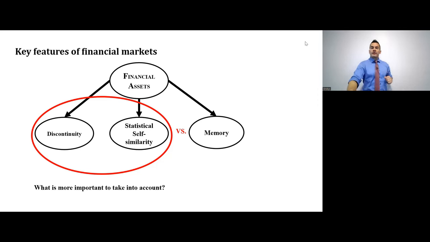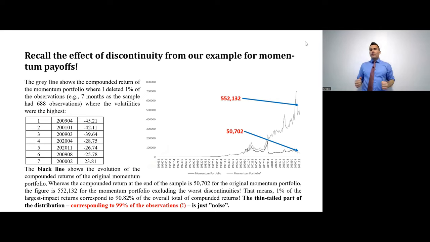But what is more important, actually? Recall the effect of discontinuity from our example for the momentum premium. Again, consider this graph here. We have two different distributions. I have plotted here the compounded return of the momentum payoff. I have 688 observations, and the black line shows the evolution of the momentum premium over the 688 months.